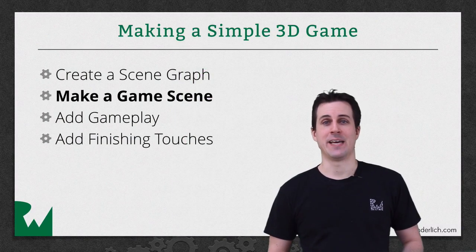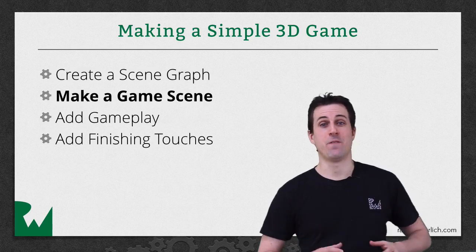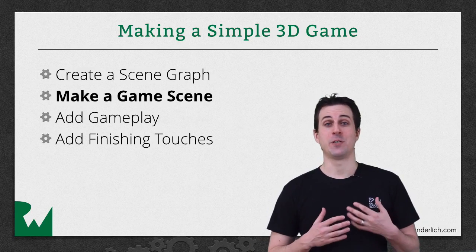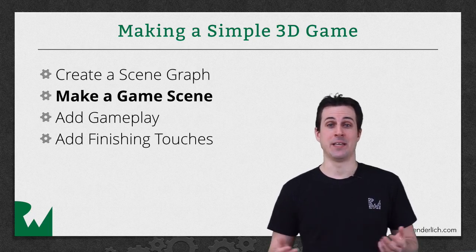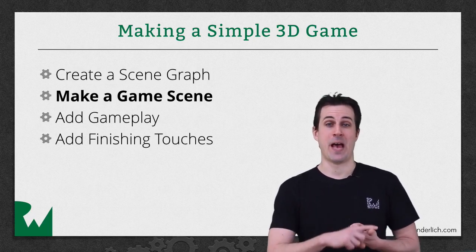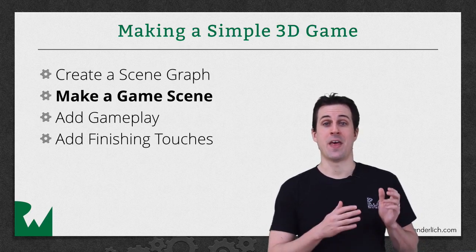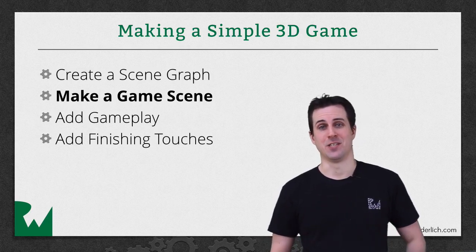Remember, there are four steps to making this simple game. We already finished the refactoring to allow our game to use a nice scene graph. Now we're actually going to implement a real game scene that contains all of the models in our game, the paddle, the ball, and the array of bricks. In the next two videos, we're going to then add gameplay and finishing touches to the game.